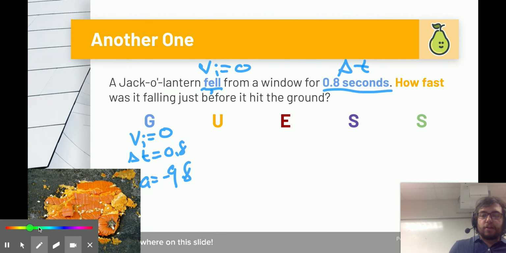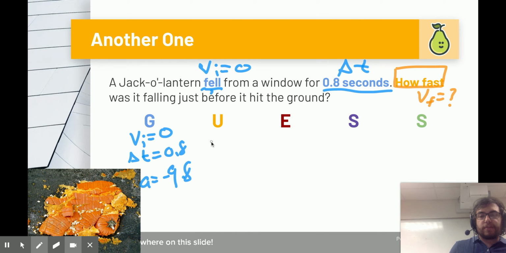The unknown is VF because it's asking for how fast it was falling just before it hit the ground. Not after it hit the ground, which it would be 0 because it'd be all crushed and not moving anymore, but just before it hits the ground. So VF is equal to question mark. The only formula that has VF, VI, T, and A is this lovely friend of ours.